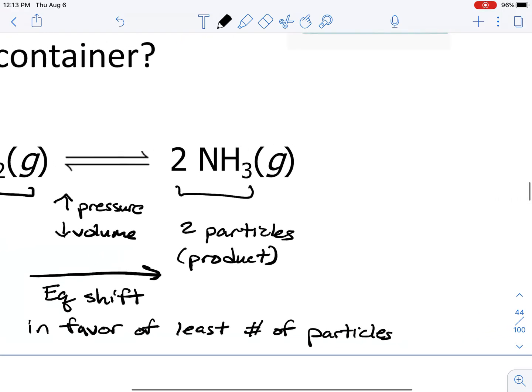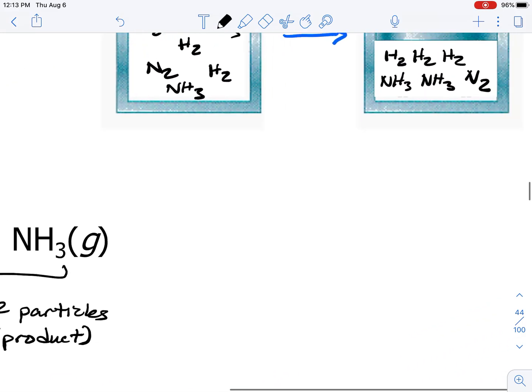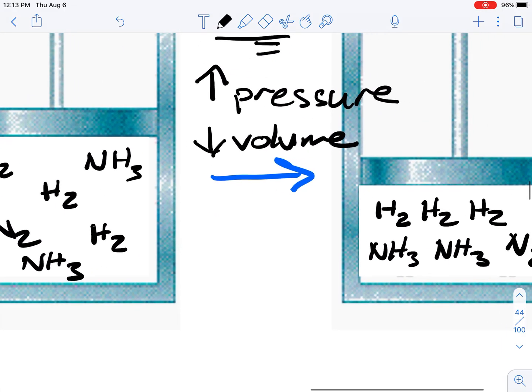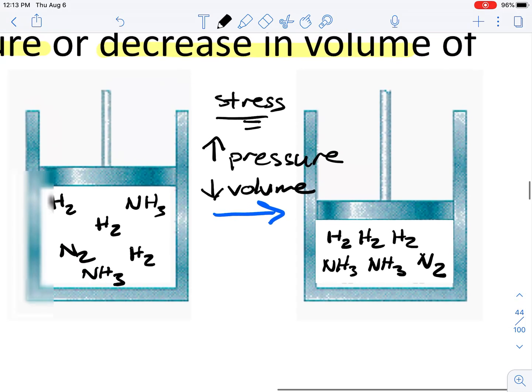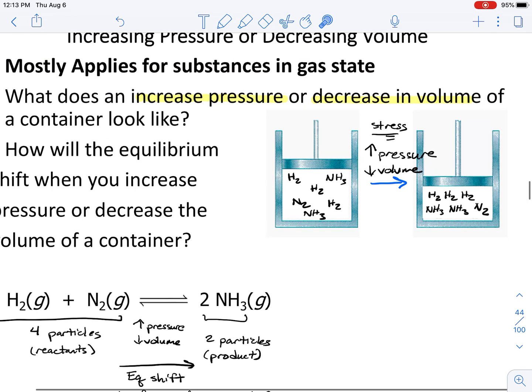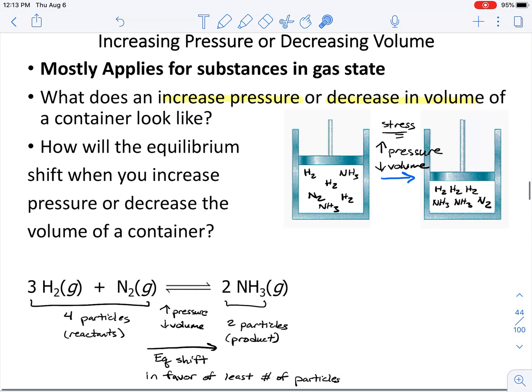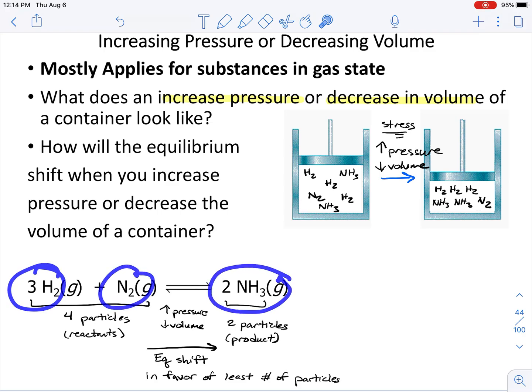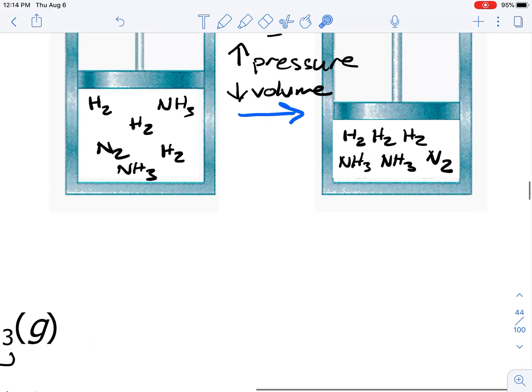And so why does that shift in favor of the least number of particles? Here we can go ahead and observe, I think I want to use this tool. So if you look at this chemical reaction, if we go in the forward direction, we're going to take 3 moles of H2, 1 mole of N2, and we're going to make 2 NH3. And so we're going to do just that.